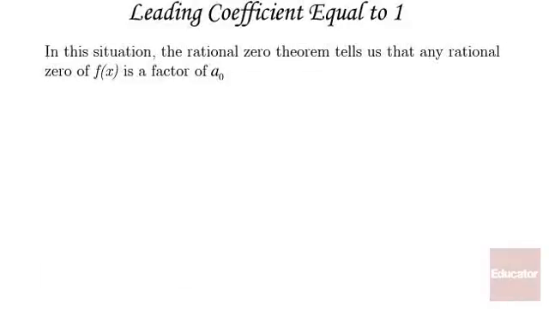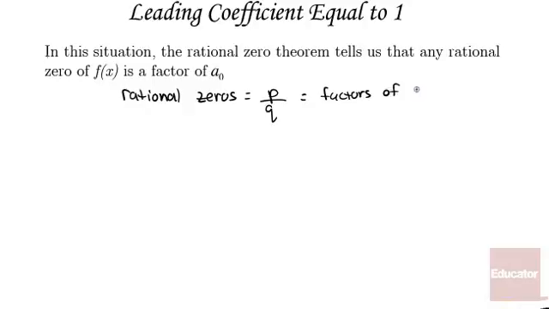Okay. If the leading coefficient of the polynomial is equal to 1, then the rational zero theorem tells us that any rational zero of f of x is a factor of the constant. Okay, let's think about what this means. So we said that the list of rational zeros equals p over q, where p is factors of the constant and q are factors of the leading coefficient.